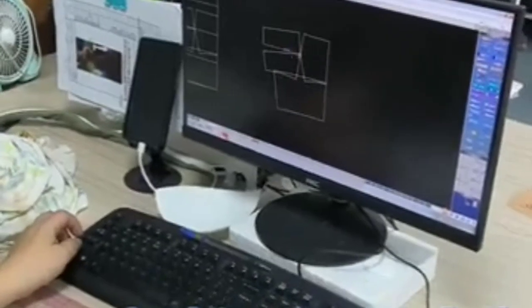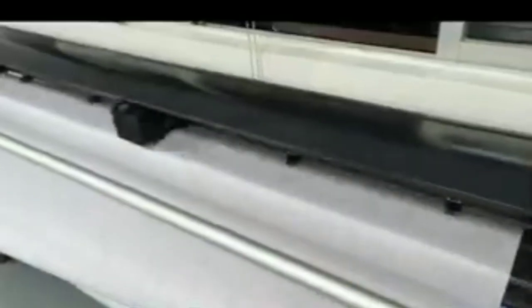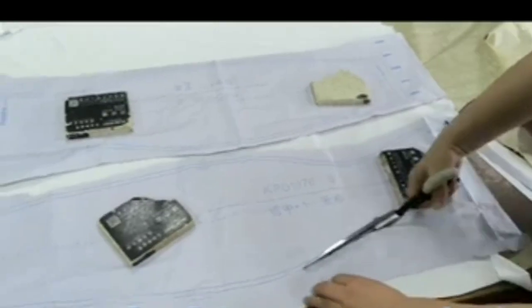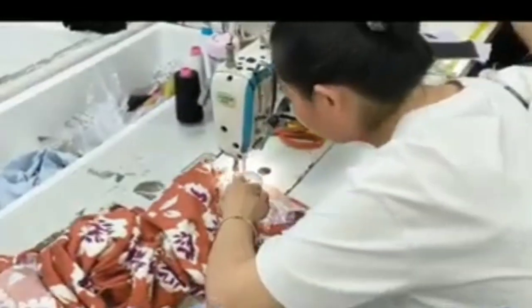Sample making. Sample making in garment industry is the creation of physical prototypes from design concepts to confirm fit, materials, and construction before mass production begins.